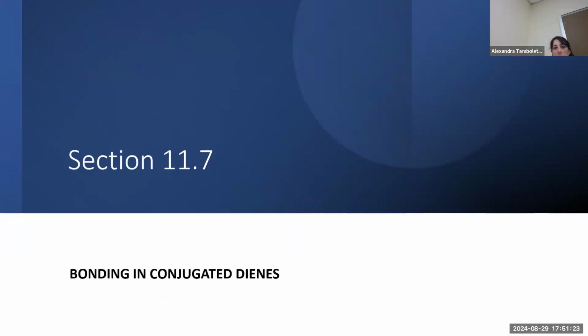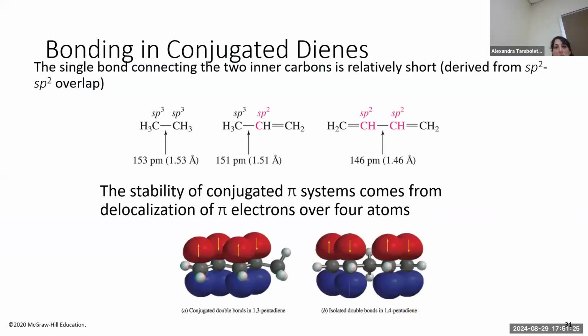All right, so let's talk a little bit more about bonding in these conjugated dienes. The single bond that connects a conjugated diene. So again, I'm talking about ones where you do have conjugation. That's the single bond that's between the double bonds. Double bond, single bond, double bond. That single bond, specifically the one between the double bonds, is shorter than most single bonds.